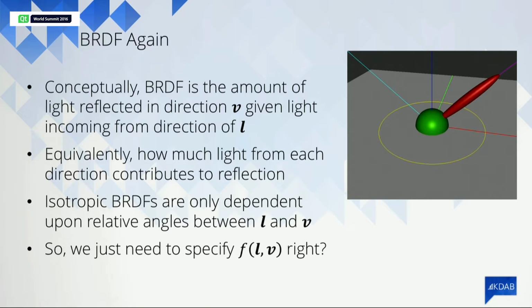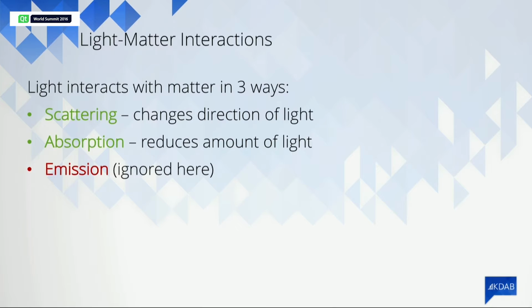So we're now at the point where we need to just specify this f function, right? Let's see how we can go about that. So now we need to start considering something about physics and how light interacts with matter. And there's three main ways in which light interacts with matter. There's scattering. So if light shines onto something and it gets scattered, it basically just changes the direction of the light. It's not changing how much light there is. Very important. The second method is absorption.